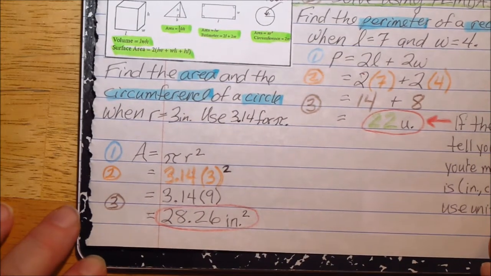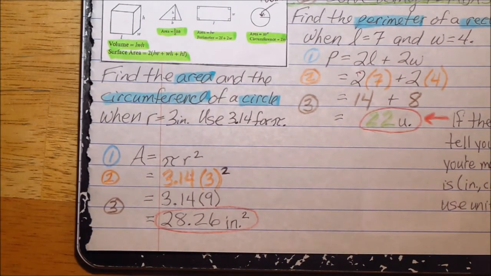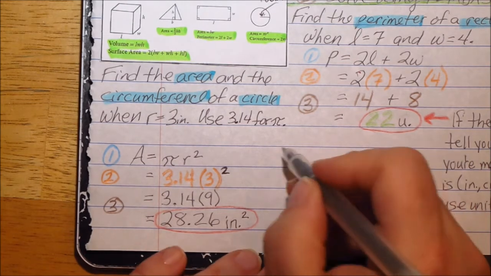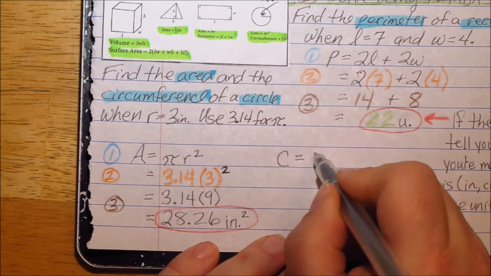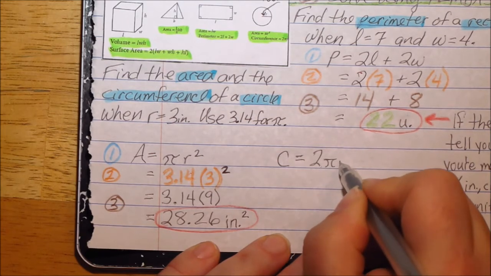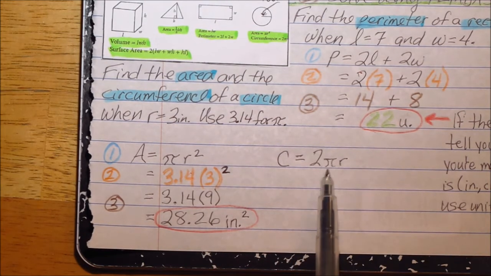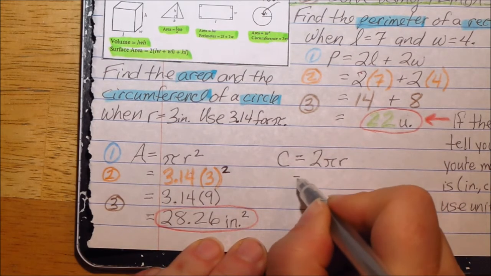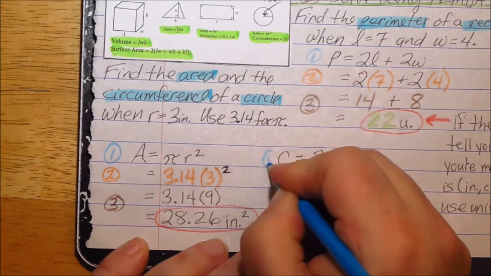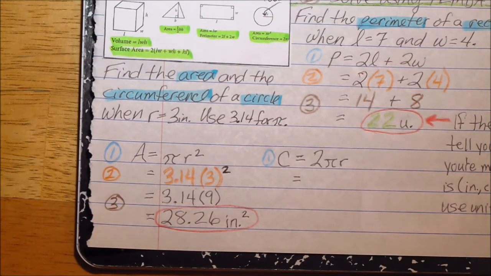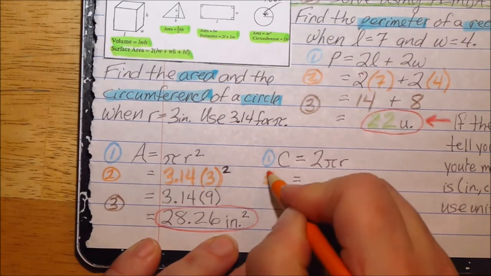Okay, so now let's look at how we would find the circumference, which is kind of the equivalent of perimeter, but we don't say perimeter with circles. The formula for that is C equals 2 pi r, C standing for circumference. C equals 2 times pi times r. First step is to write the formula. Second step is to plug in known values.